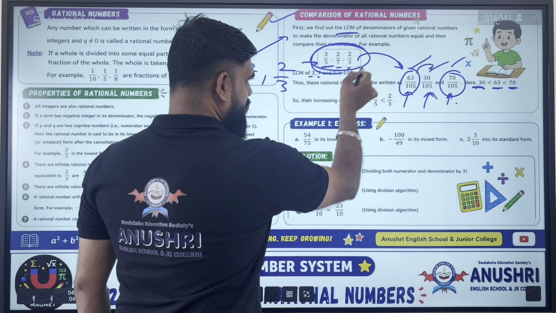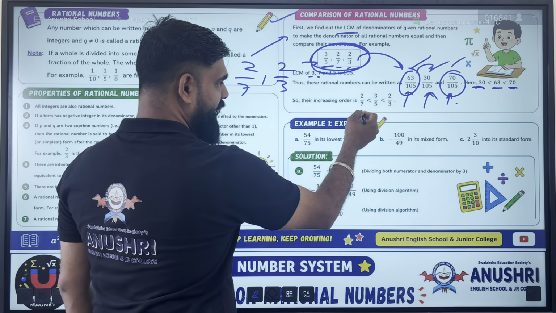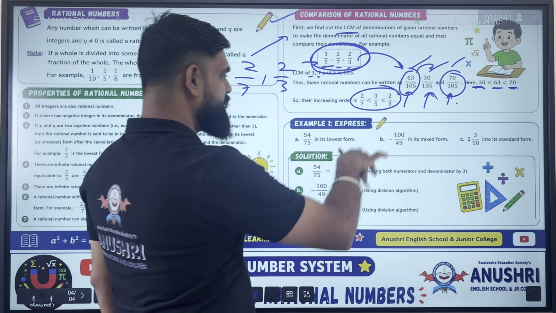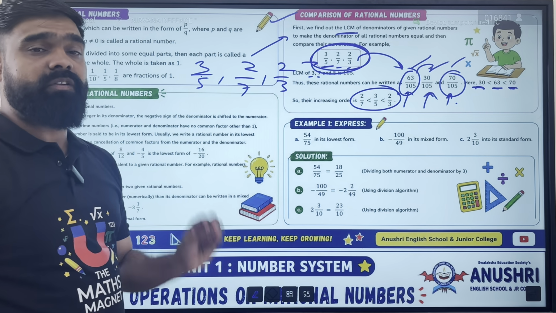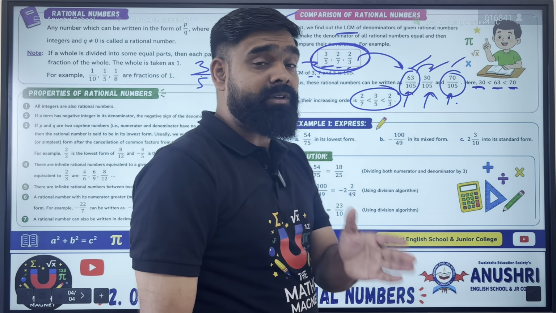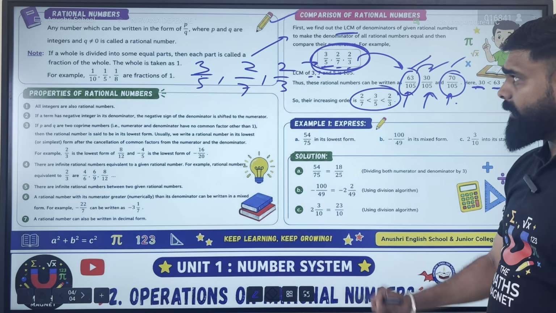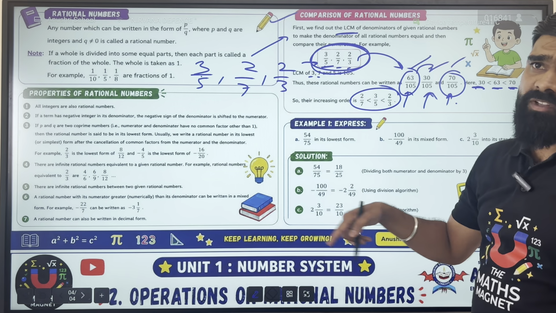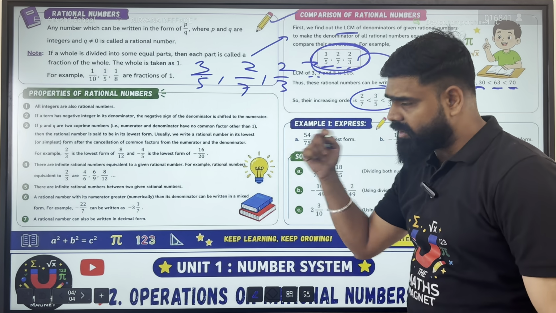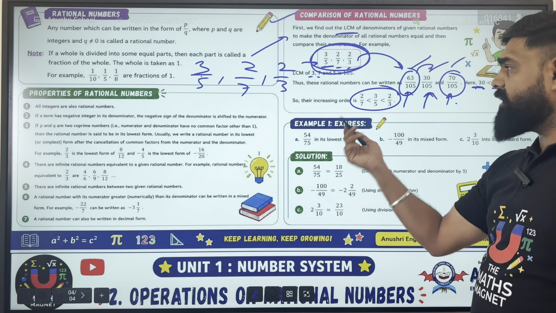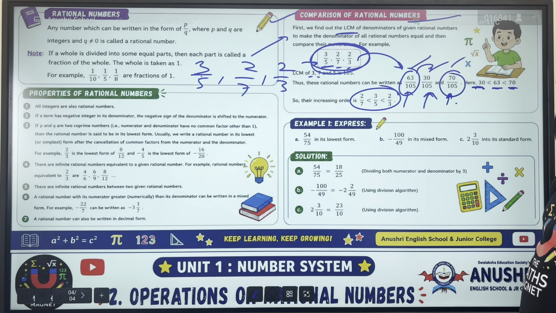So we can write in this form also, 2 by 7 is less than 3 by 5 is less than 2 by 3. So in this example we have to make the denominators equal, or we have to find the LCM of the denominators and let us make the denominators equal, and then we can compare the rational numbers with each other.